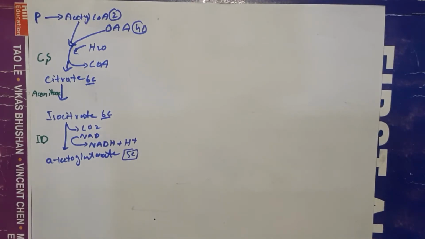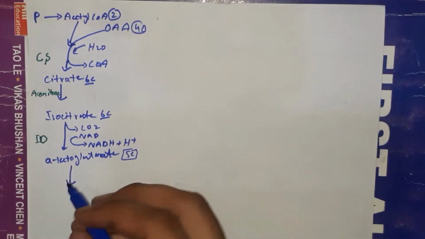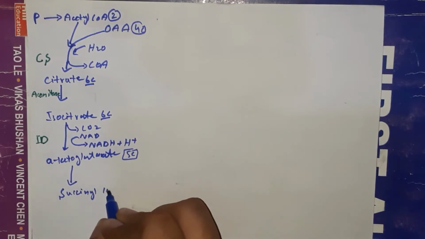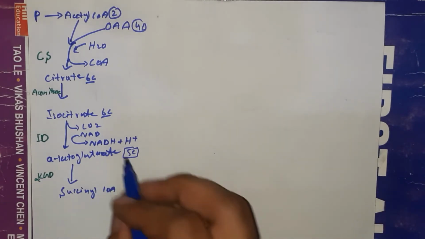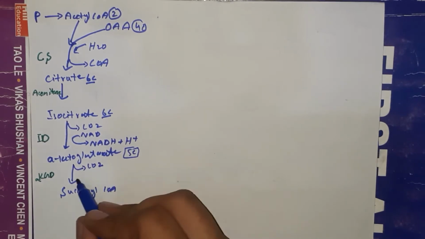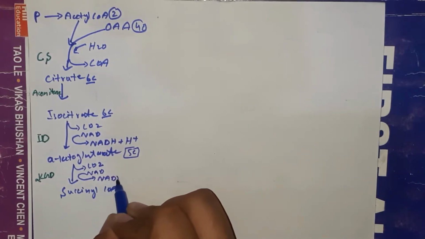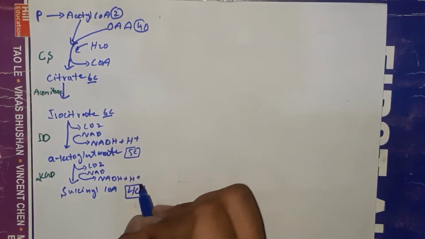Next, this alpha ketoglutarate is converted into succinyl CoA, and this reaction is catalyzed by alpha ketoglutarate dehydrogenase, and again here one carbon is released in the form of carbon dioxide, and NAD comes and gets converted into NADH plus H, and succinyl CoA is a 4-carbon compound here.